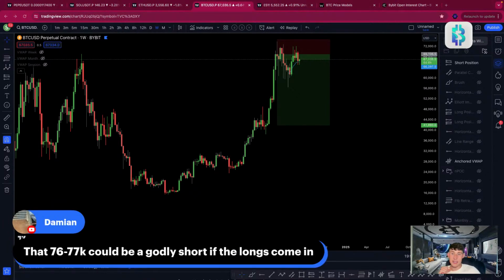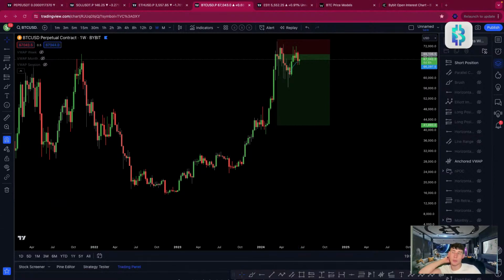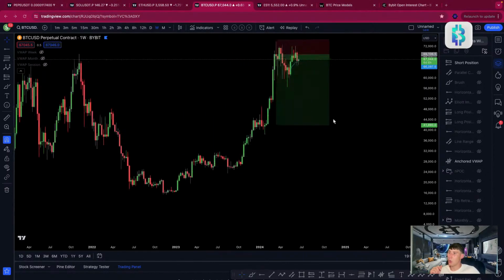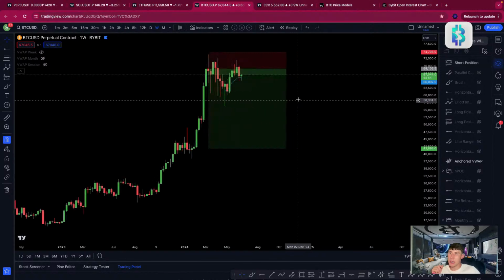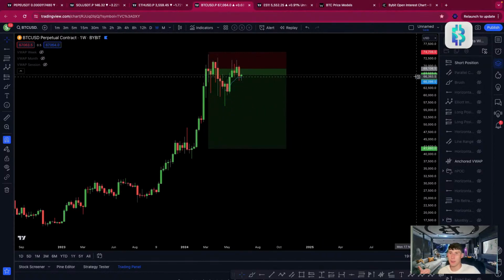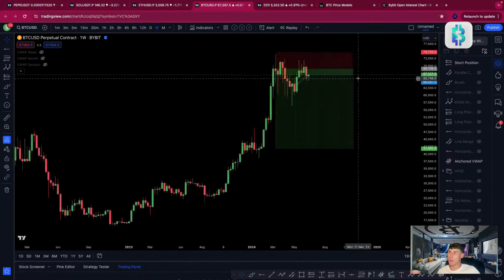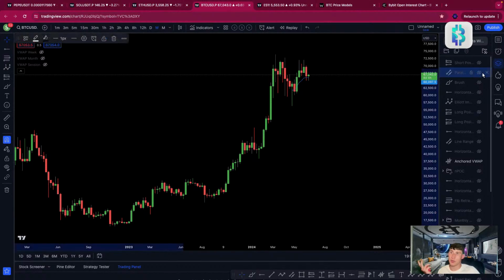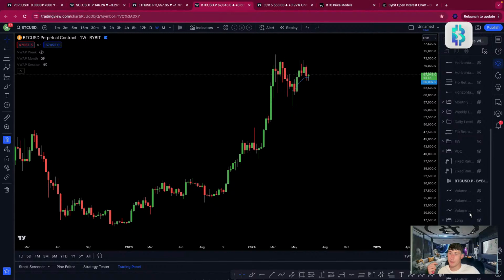That 76, 77K could be a godly short if the longs come in. Exactly. That's what I'm looking for. That is exactly what I'm remaining patient for, all of those longs to come in. Of course, if I see the longs coming in and I don't see the short setup, then I'm not going to take the short trade. But if I see the longs coming in and then I see the short trade, then I'll take it. Of course, I have to see the short setup, because otherwise there's no reason to enter into a trade. You're entering into a trade off of strength.